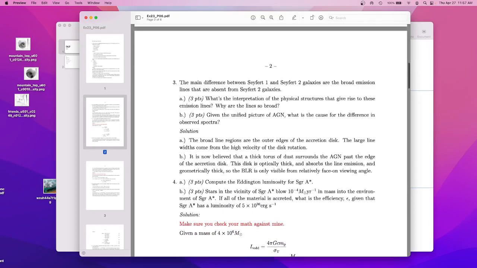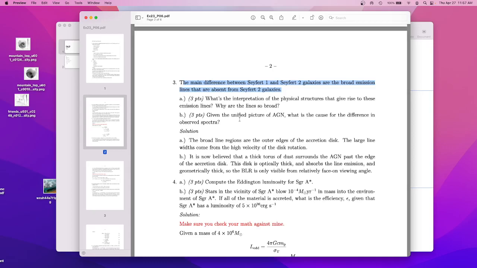The main difference between Seyfert 1 and Seyfert 2 is the broad emission lines that are in Seyfert 1s but not in Seyfert 2s. So first, what's the interpretation of the structure that gives rise to these emission lines, and why are they broad? Somebody holler. It's the broad line region. Where is it? We already answered this question, but let's do it again. At the edge of the accretion disk. Okay. Why are they broad? High velocity. So they're orbiting like crazy because they're orbiting this giant object.